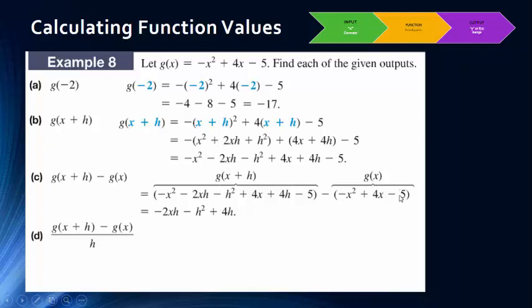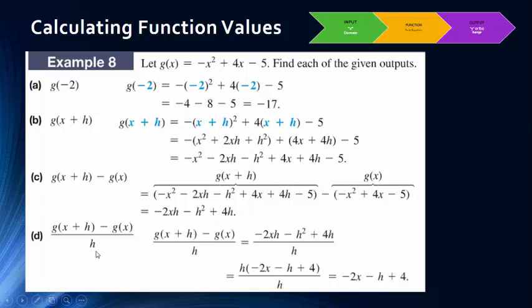And so this 5 and the negative 5 cancel out. This plus 4x and negative 4x cancel out. This negative x squared and this positive x squared cancel out. And I'm just left with this. Okay? So this is g of x plus h minus g of x, and I get this as a result. The last thing I'm going to do is plug this in all over the denominator of h. Well, we've already done the top part, which is here.